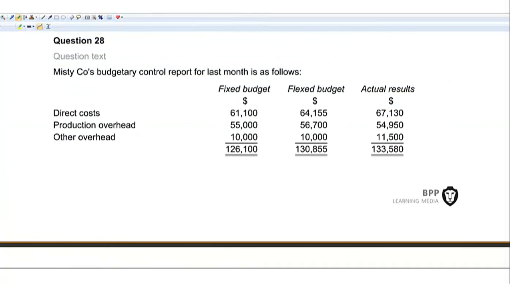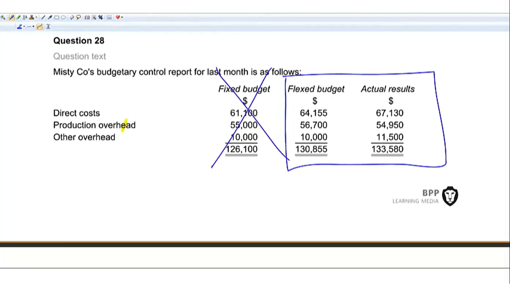Okay, Misty's budgetary control report for the last month is as follows. We have the fixed budget, the flex budget and the actual results, and we're given it for direct costs, production overhead and other overhead. We asked for the expenditure variance in total, so therefore we're going to look at total expenses. However, what is important that we know is that when we look at variance analysis, we ignore the fixed budget and we compare the flexed budget, so therefore flexed for the actual units of production, and we compare the flex budget to the actual results.